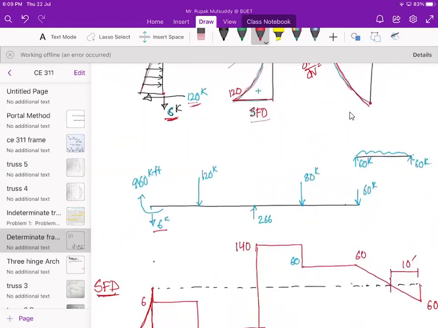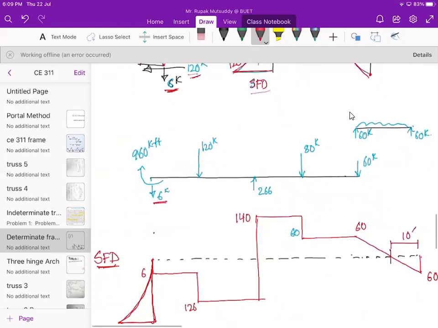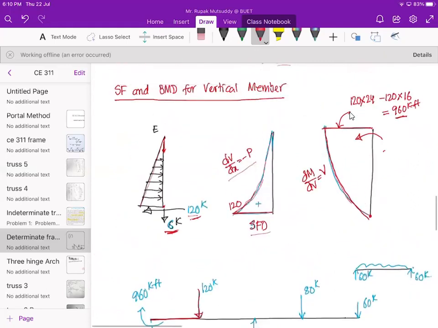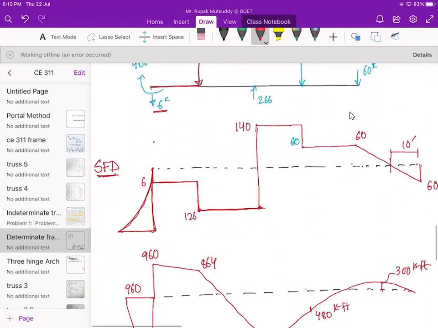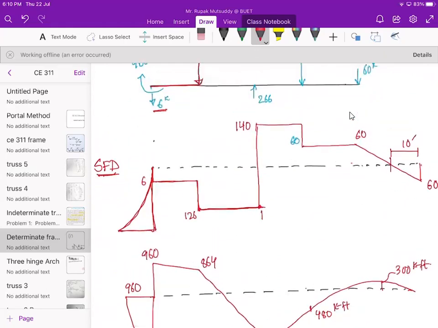So 6 keeps going downward, 6 kip, and there is no change. No change. Here, 120 keeps going downward. So it's total 126 going downward. There's no change. At point B, the reaction is 266. That means from 126 it will go upward.